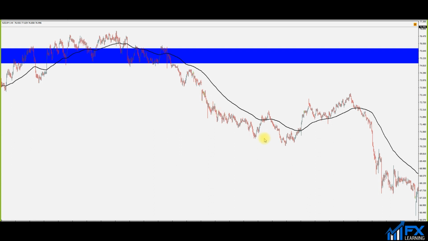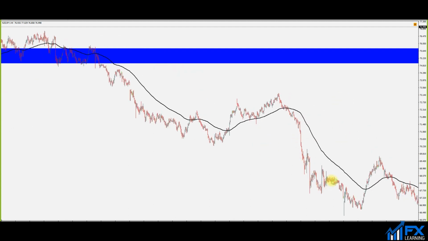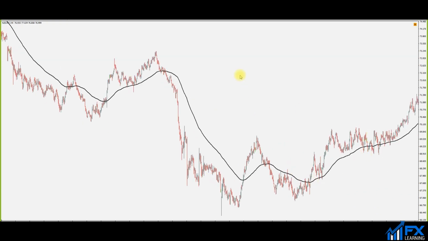Now, here's where it gets even simpler. If price is below the moving average, it's a downtrend. So what we're looking for is sell trades. You wouldn't buy here because it would be against the trend. We're looking for sell trades. If price is above the moving average, we're looking for buys. So we've instantly eliminated half of what we're doing here, okay? If price is below the moving average, we're looking for sells. If price is above the moving average, we're looking for buys.